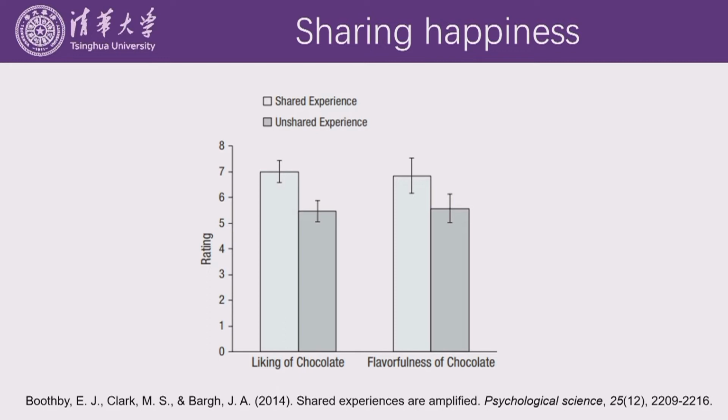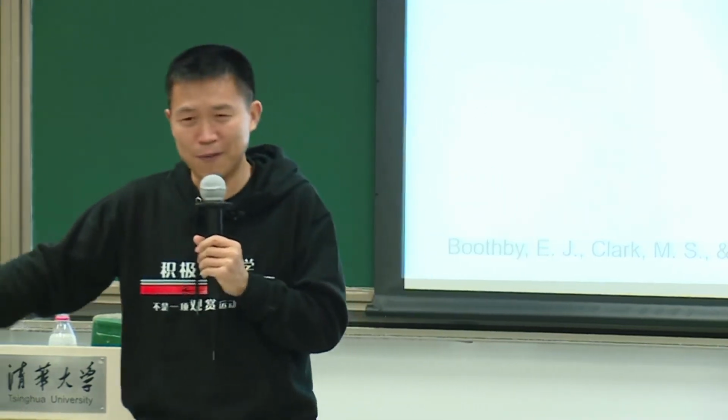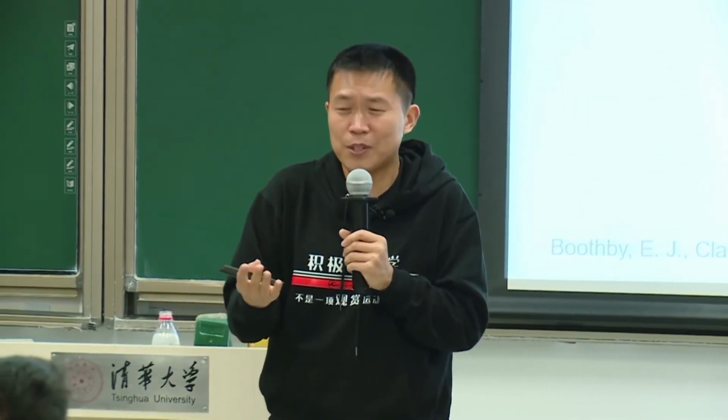Very interesting. They just invited people to their lab to taste a dark chocolate and asked them, how much do you like this chocolate? How flavorful do you think it is? And there is one condition. They randomly divided the participants into two groups. In one group, there's a confederate, which means another person in the lab, who is also eating exactly the same dark chocolate, but they don't talk. This person just silently, quietly eats his chocolate by your side. And in the other condition, there's another person who is reading a magazine. That's it. That's the only difference.